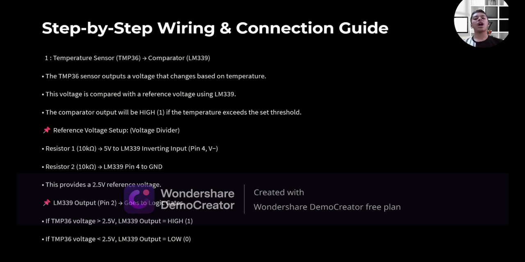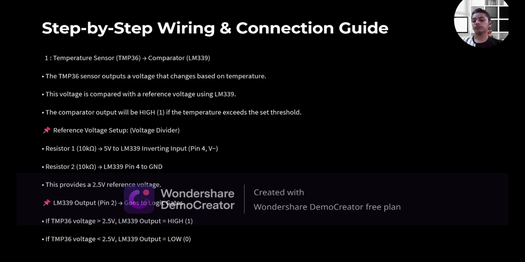Here all components are done and we see step by step wiring and connection guidance. First you connect the temperature sensor to the comparator. The TMP36 sensor outputs a voltage that changes based on temperature. This voltage is compared with a reference voltage using the LM339. The comparator output will be high if the temperature exceeds the set threshold.